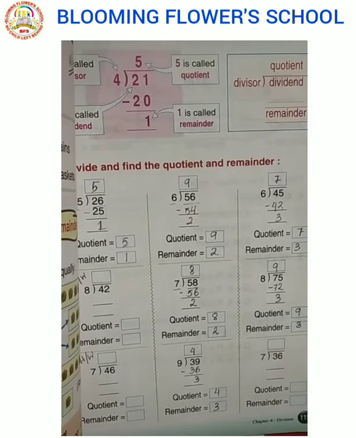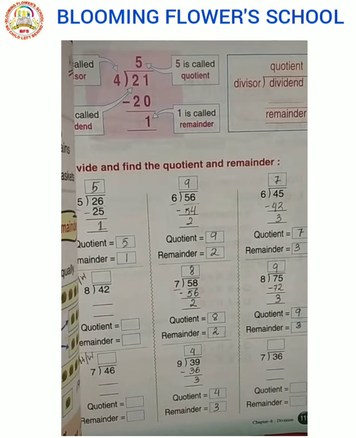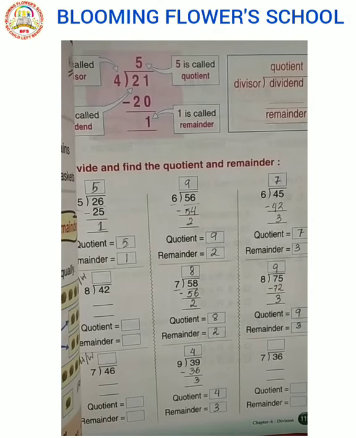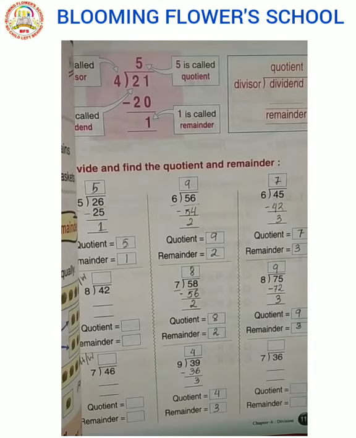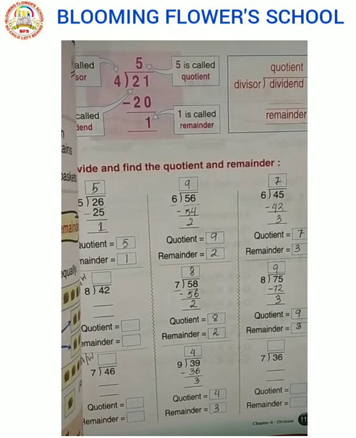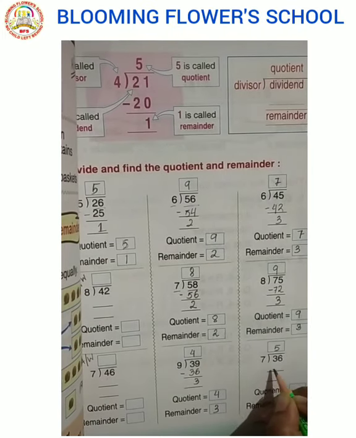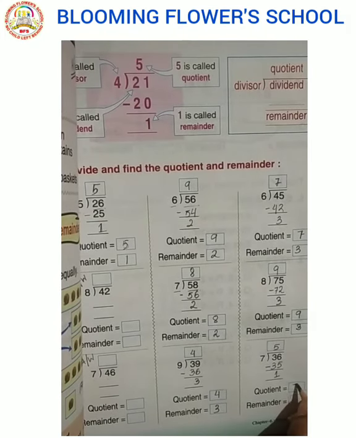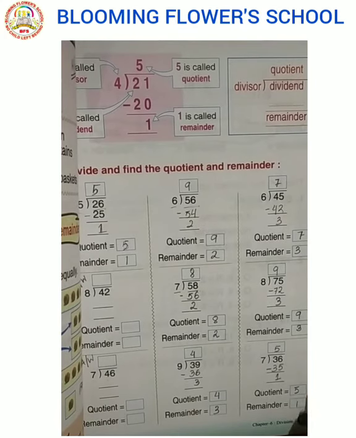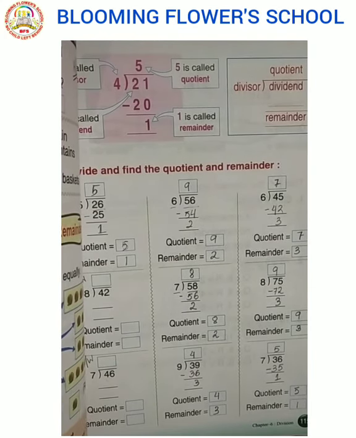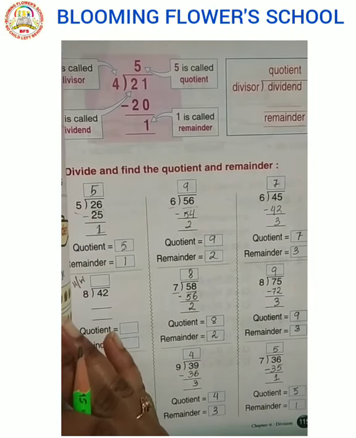Now the last one. Again we need to go to the 7 tables and find the nearest to 36. Okay. So 7 ones are 7, 7 twos are 14, 7 threes are 21, 7 fours are 28, 7 fives are 35, 7 sixes are 42. 42 is more than 36, which means we need to go for 7 fives. 7 fives are what? 7 fives are 35. So from 36, 35 is subtracted, which means 1. So quotient is 5. Remainder is 1. Dividend is 36. Divisor is 7. Understand, children?